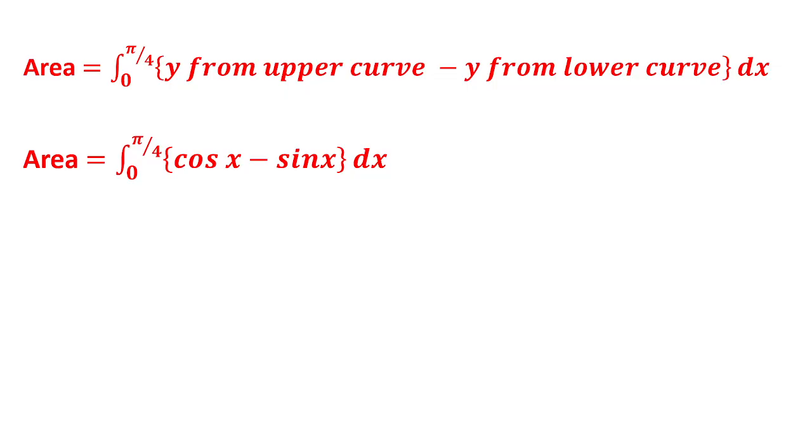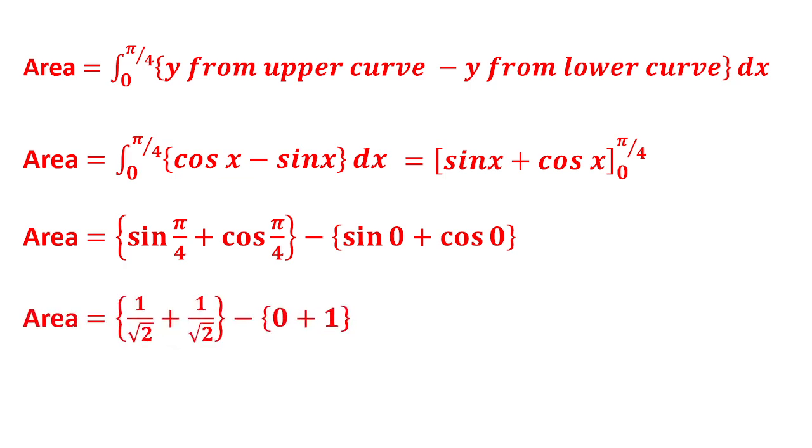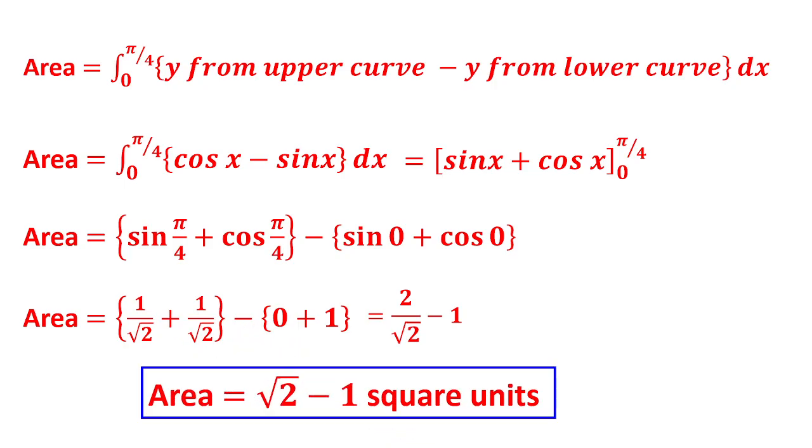The integral from 0 to pi by 4 of cos x minus sin x gives sin x plus cos x. Integration of cos is sin. Integration of sin is minus cos. Now substitute simply. Sin pi by 4 is 1 by root 2. Cos pi by 4 is 1 by root 2. Sin 0 is 0. Cos 0 is 1. Therefore, 2 by root 2 minus 1. Now you can leave it as it is, or we can simplify it. Root 2 minus 1. All of you know this is a positive quantity.